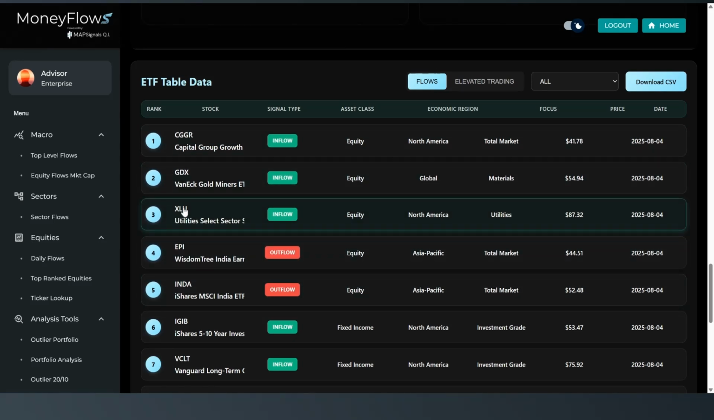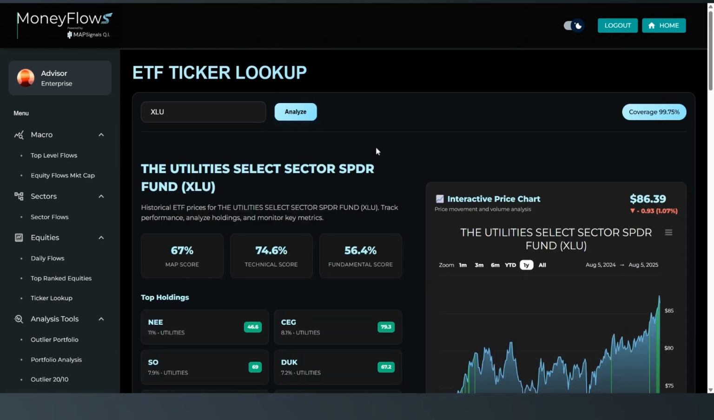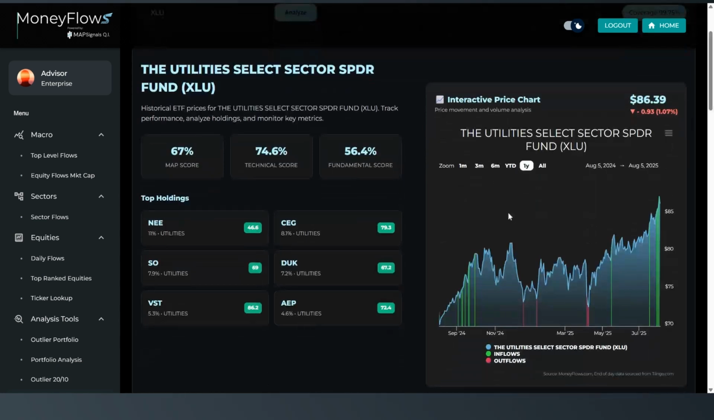Let's go ahead and click on the utilities. This is now your ETF ticker lookup, very much like your equity ticker lookup that we saw earlier. Here, what do we know about XLU? You load up the ticker. First off, you can see all of the flows by that ETF. You can see a weighted map score of 67 for this sector ETF. Technical score 74.6, fundamental score 56.4. Look at this. You see the top holdings and their map score and their percentage weight in the ETF.